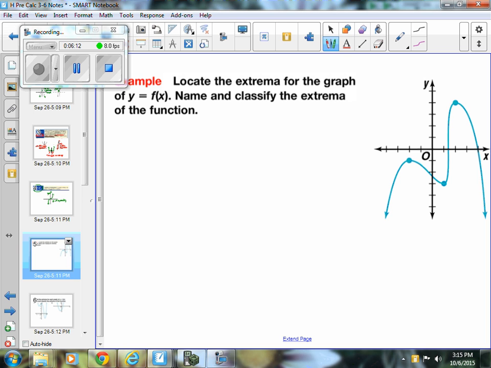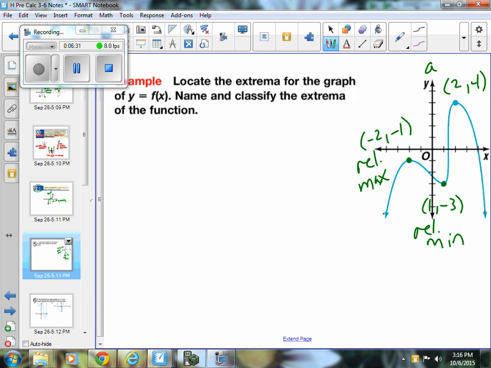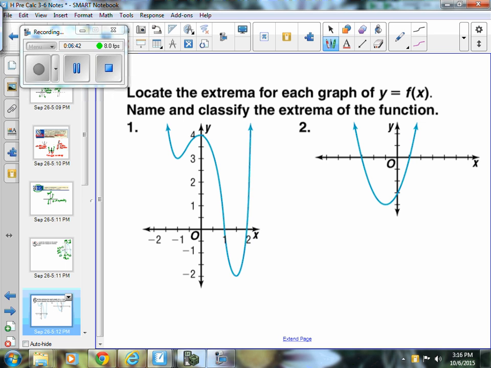All right, so it looks like at this point right here, at (-2, -1), we have a relative maximum. I'm just going to abbreviate here. And then at this point, (1, -3), we have a relative minimum, because again, there's points lower. That's what the arrows mean. And then at (2, 4), we have an absolute maximum. There's no point higher on this graph, so it's absolutely the highest point that you'll have. And again, I know that because of the end behavior, what the graph is doing at the ends. All right, let's take a look at the next one.